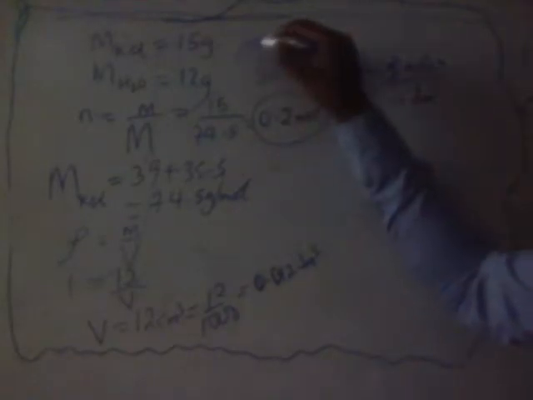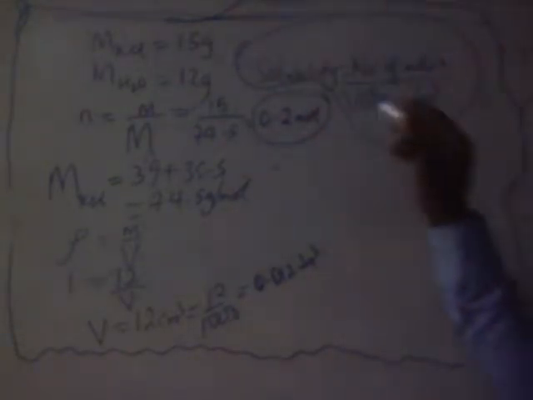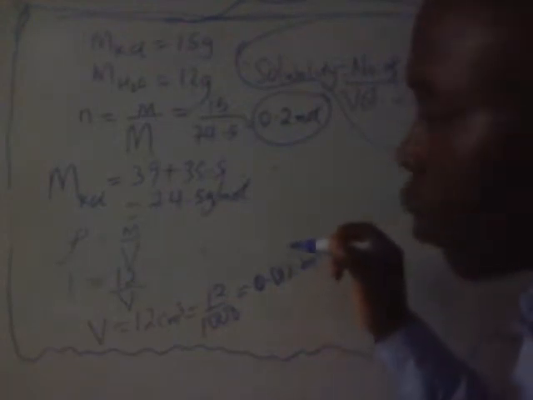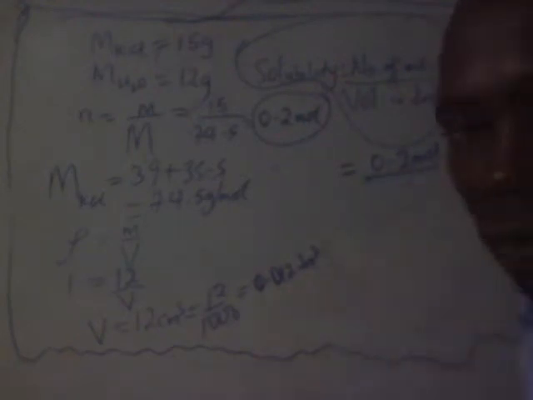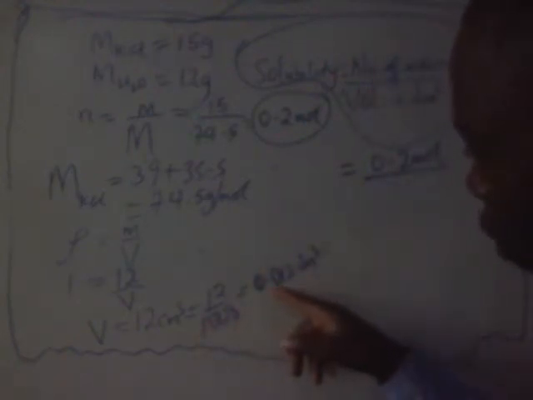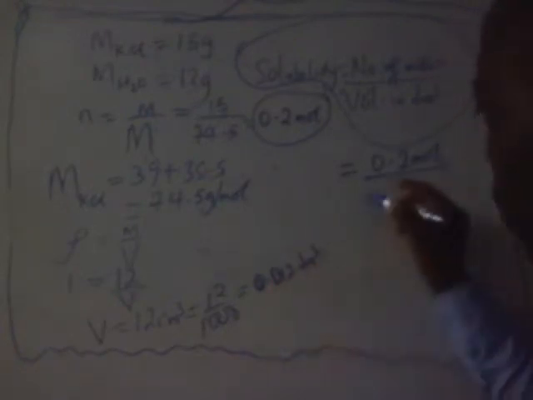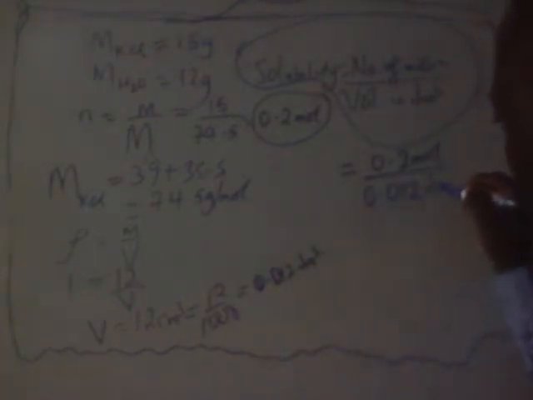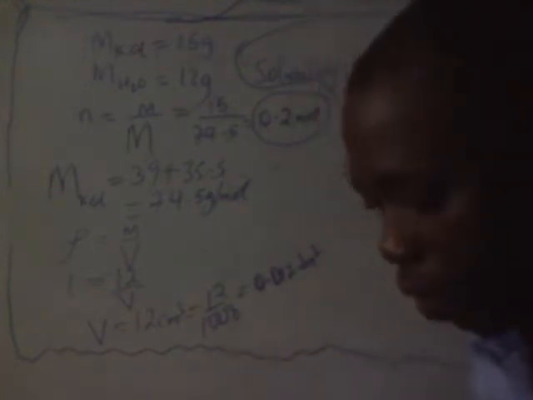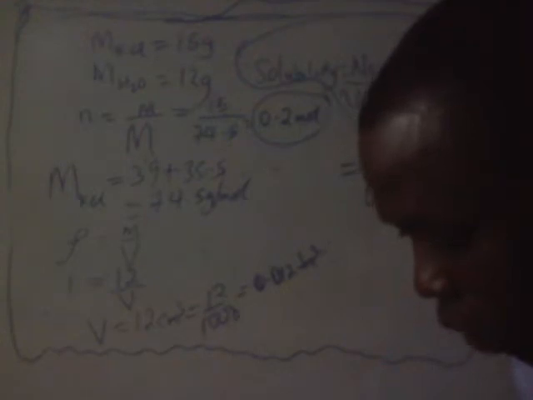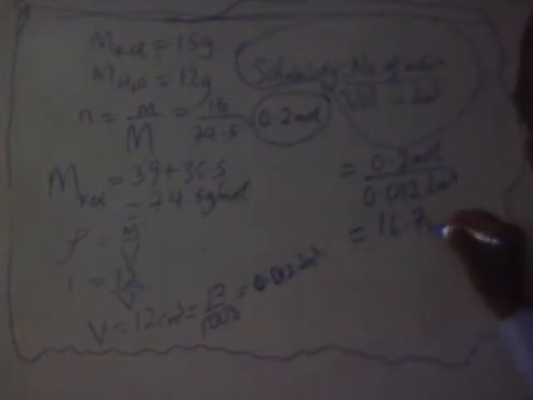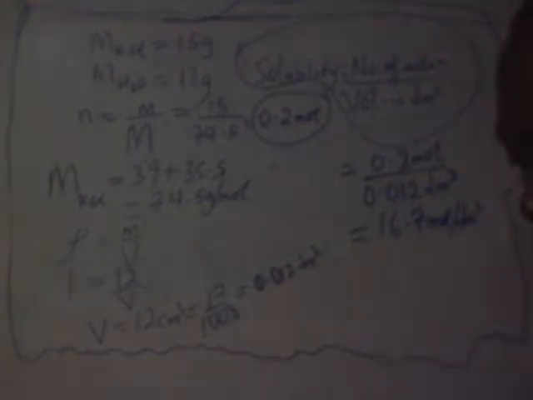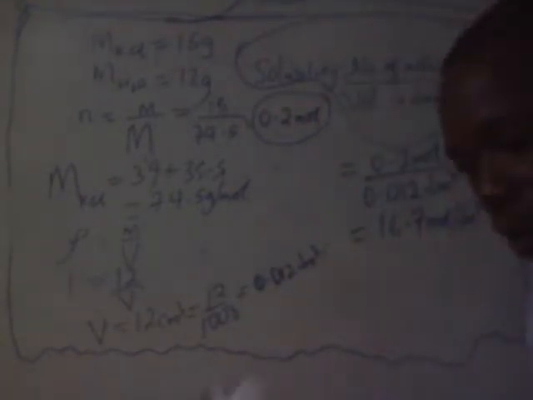So let's now go back to our formula. Solubility is equal to number of moles over volume in dm cube. The number of moles gotten is 0.2 mole all over the volume. The volume of the water is 0.012 dm cube. So let's divide that. We have 0.2 divided by 0.012, and that gives us 16.7 mole per dm cube. So that is the answer.